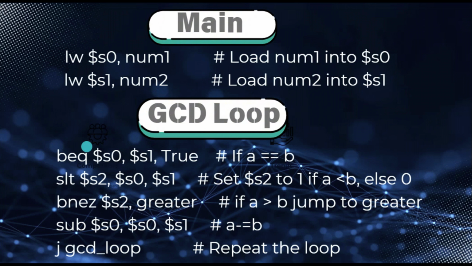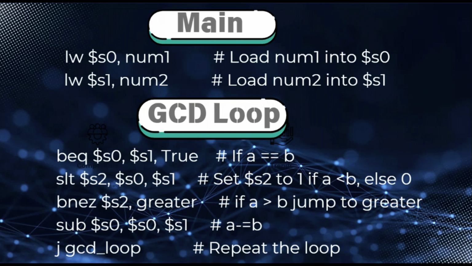Then for the looping, we translate it in MIPS using beq, or branch equal, which means if register S0 equals register S1, it will go to true. If false, it will compare register S0 and register S1, and then store the value of the comparison into the register S2.